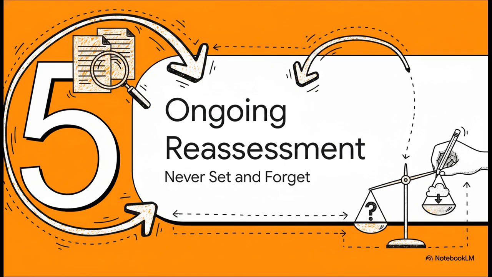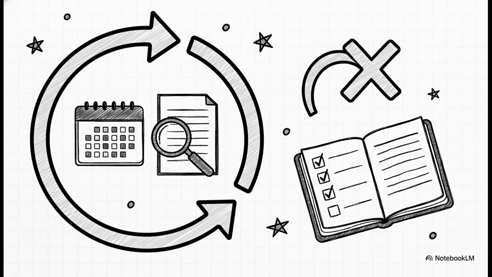All right, final section. Section 5, mandatory ongoing reassessment. Never set and forget. Look, a contingency is a living, breathing thing. Once you book it, or even if you just disclose it, you cannot just file it away and forget about it. You are strictly mandated to reassess every single contingency at every reporting date.